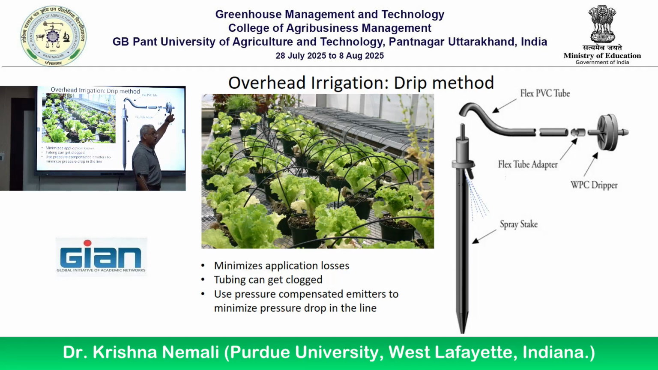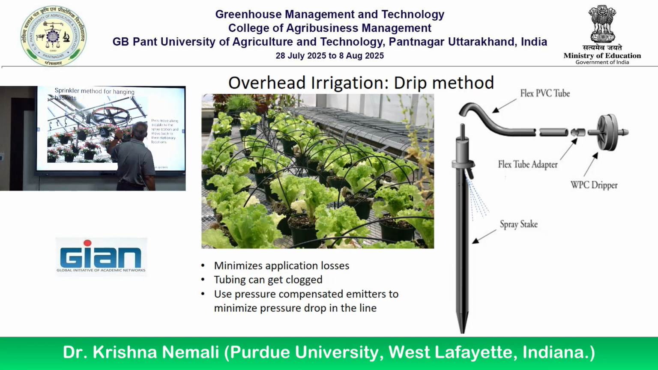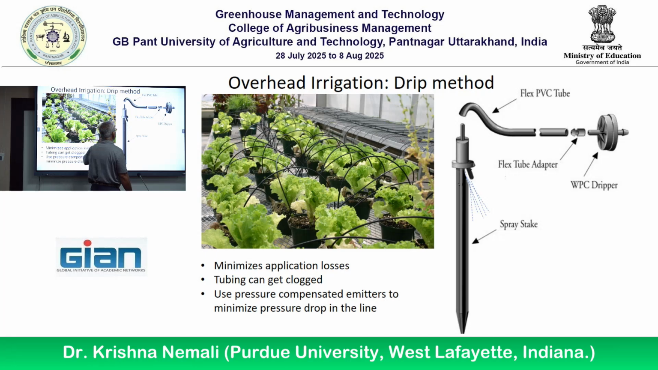See, this is what we call a pressure compensated drip emitter. The word is important, pressure compensated. If you just buy regular drip emitters, the emitter will look like this, a small thing. It's about that size, okay? You have to buy pressure compensated drip emitters.